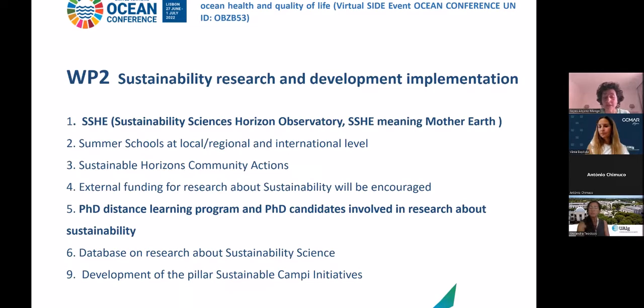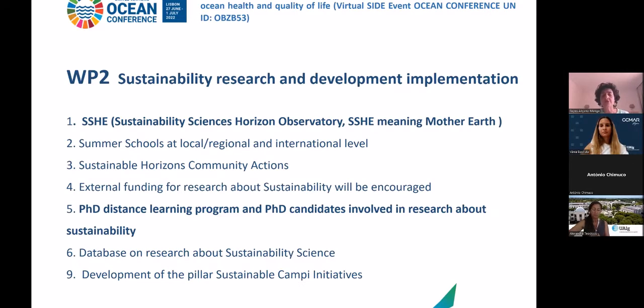This project will include grants that will be shared by partners and by associated partners. And the work done by PhD students and supervisors will be the basis for the research of the institute. Well, also, as you can see, there are many other tasks included in the work package, like summer schools at local and international level. Also, a lot of Sustainable Horizons community actions in order to engage communities in this project.